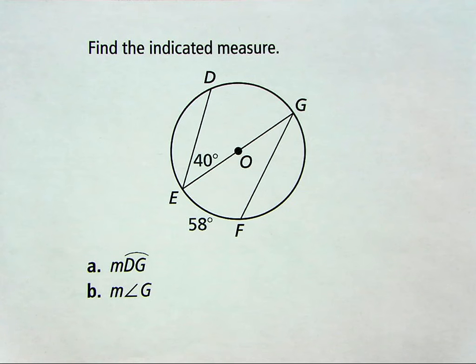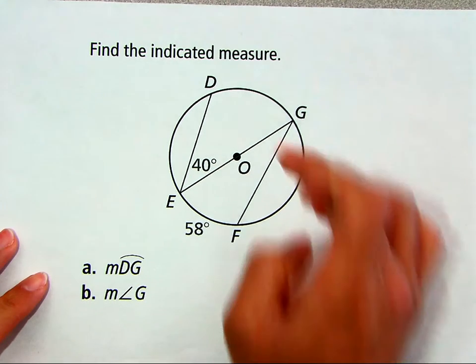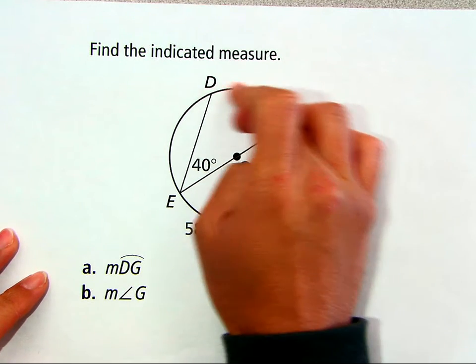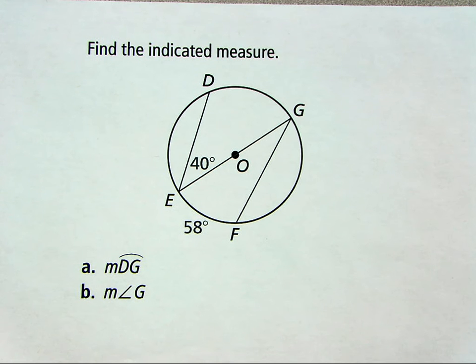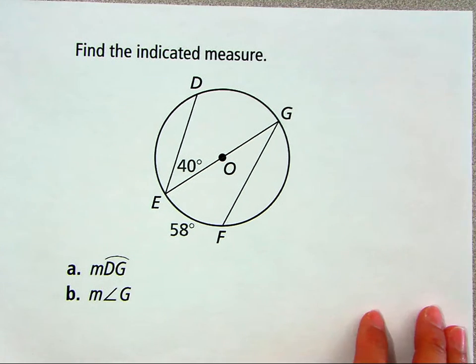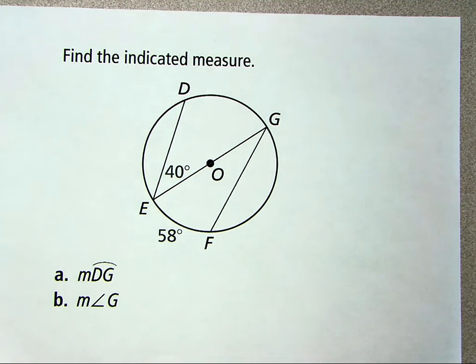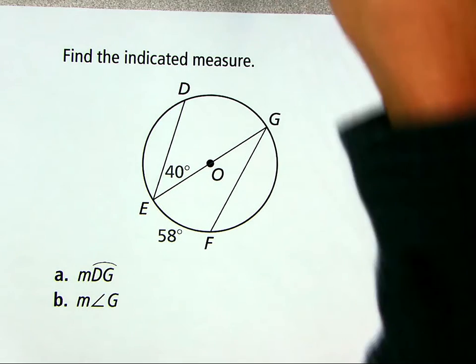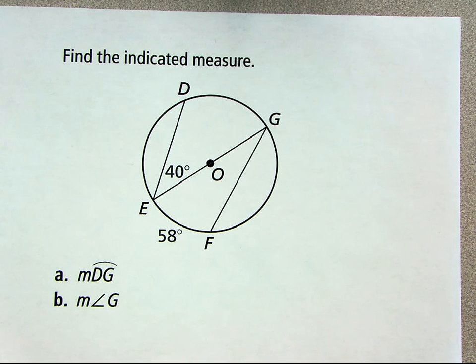All right, today we're going to talk about inscribed angles and their relationship to the associated arc on the perimeter of the circle, the circumference of the circle. So first I just want to start by kind of looking at the relationship between the two.